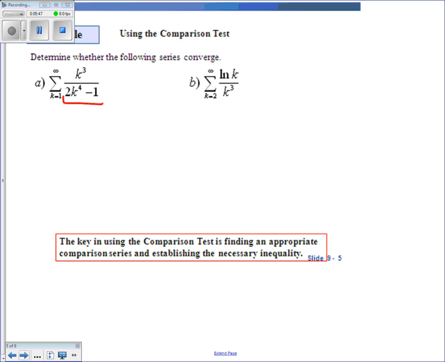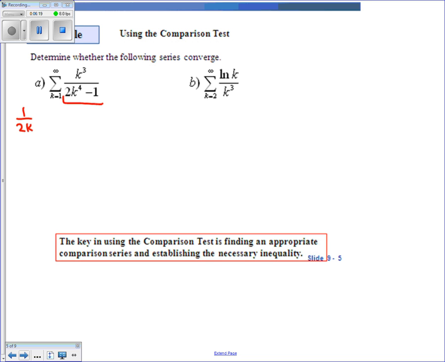If I'm trying to compare this to something, I could just ignore the minus 1 on the bottom. It's really kind of insignificant as k gets bigger and bigger. And so this resembles 1 over 2k. So I'm just ignoring the minus 1 to get a feel for what I'm expecting here. 1 over 2k, I don't have to worry about the 1/2. The 1 over k is actually the harmonic series, and I know that one diverges. So there's a good chance this one's going to diverge. It looks close to the 1 over k.